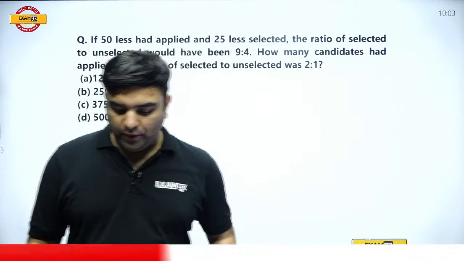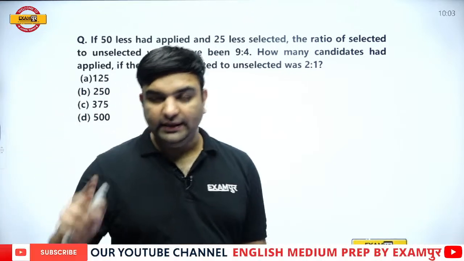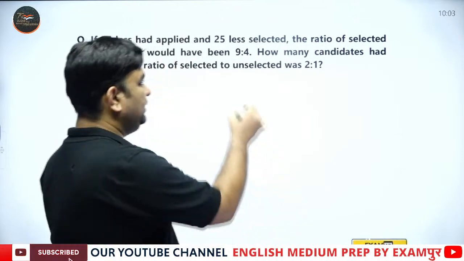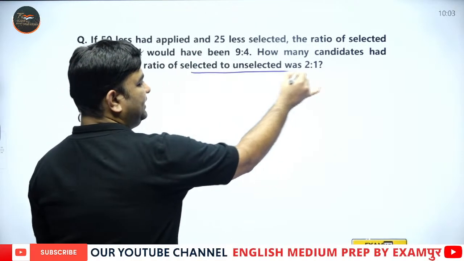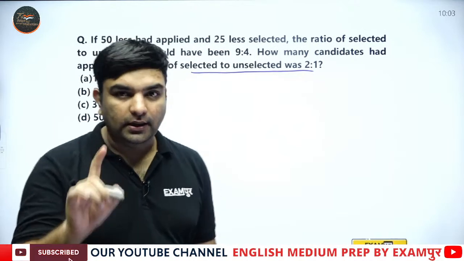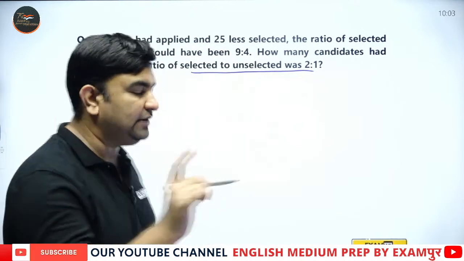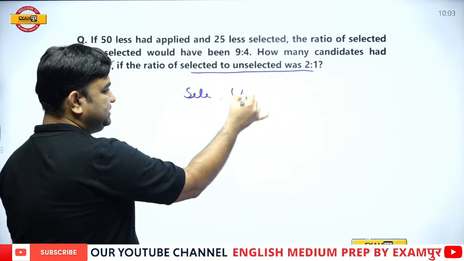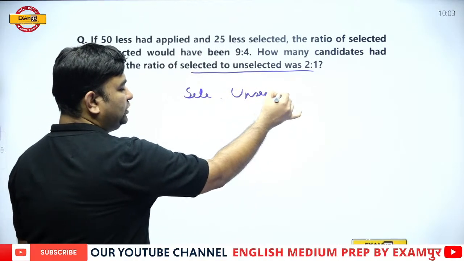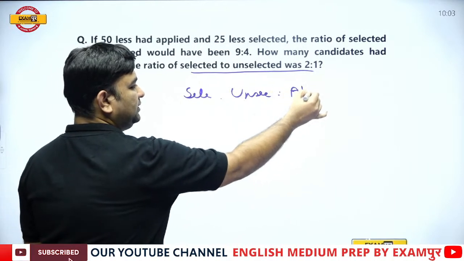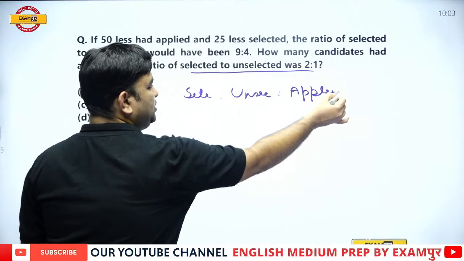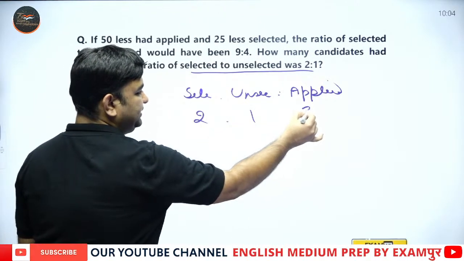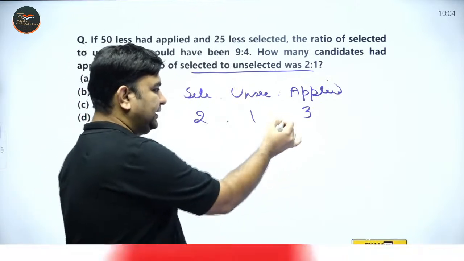First you need to identify that initially the ratio of selected and unselected was 2:1. So you will say selected, unselected, and the total of them is going to be applied. Selected was 2, unselected was 1, so applied is 3.